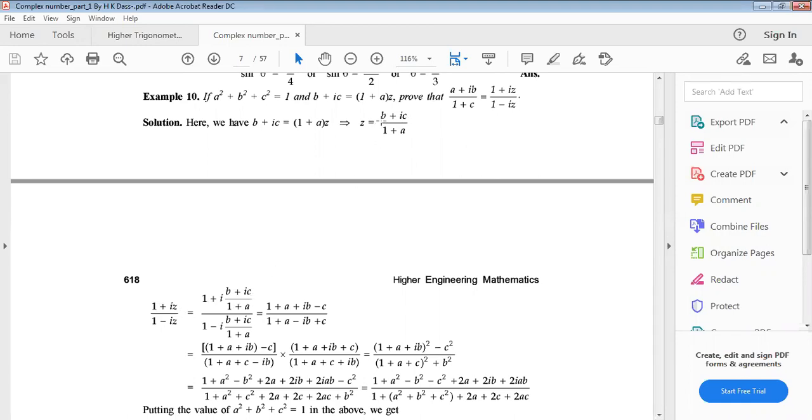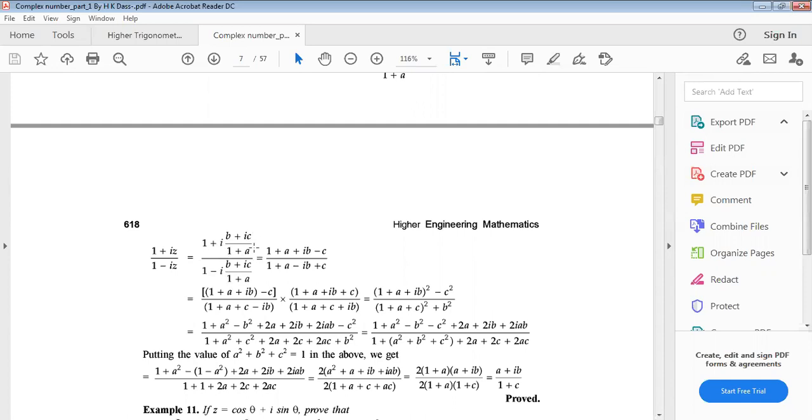just the value of z, which is (b plus ic) by (1 plus a), so 1 plus i(b plus ic)/(1 plus a), and 1 minus i(b plus ic)/(1 plus a). Just putting these values, and after taking LCM, we get (1 plus a plus ib minus c) over (1 plus a minus ib plus c).